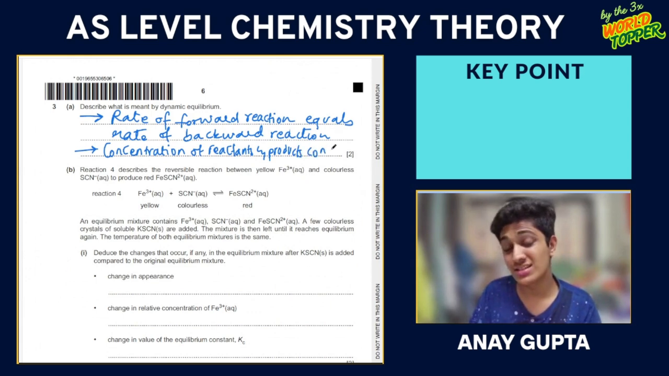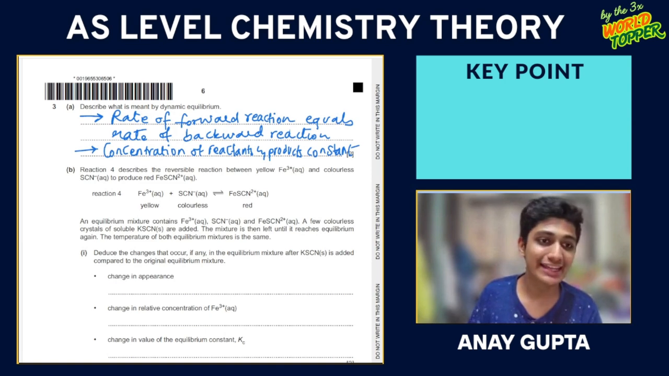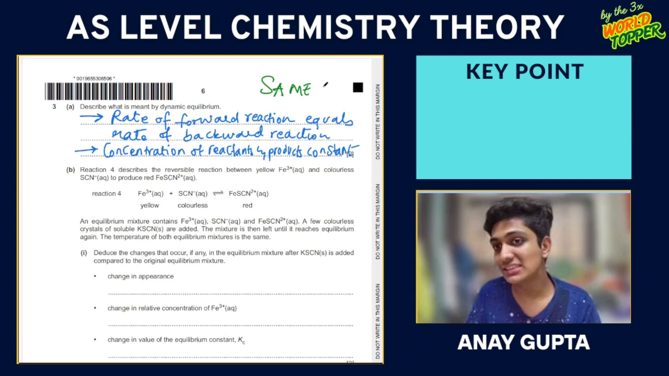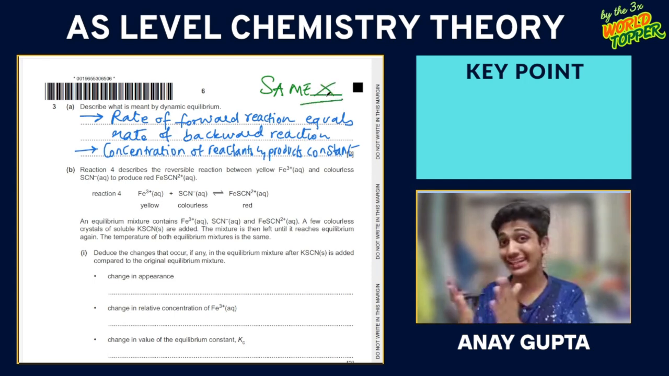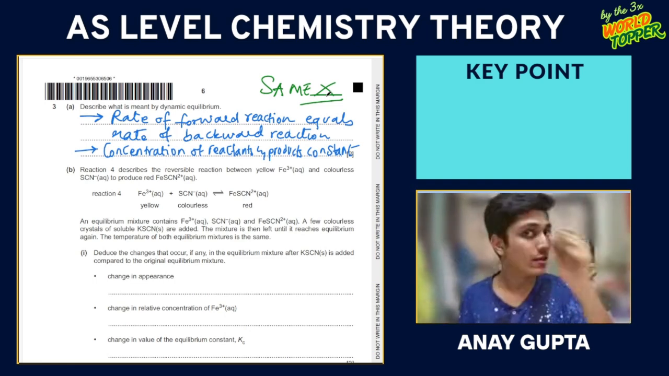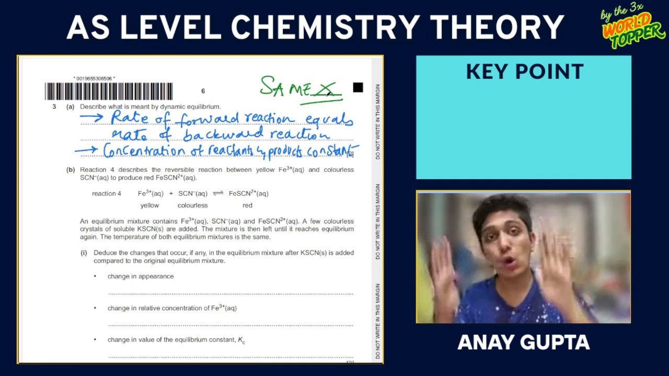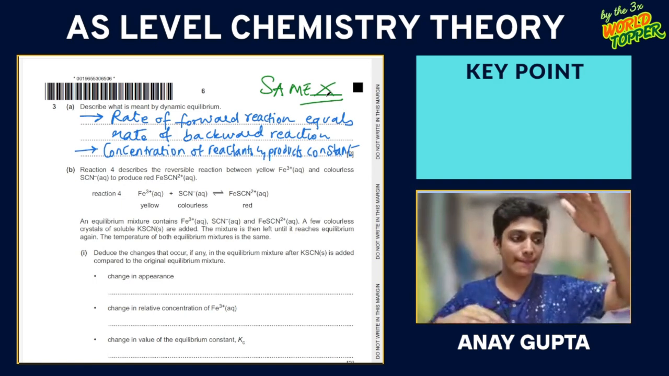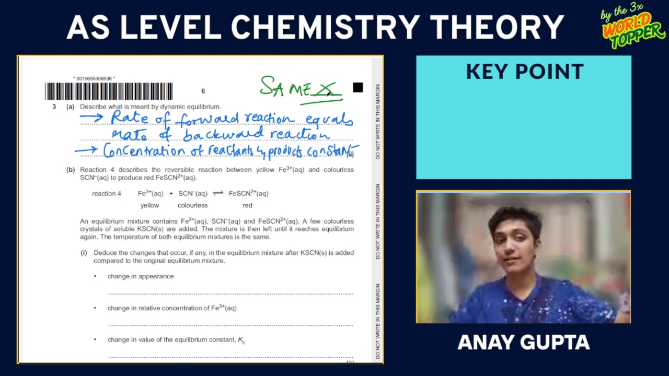is constant. Okay, one mistake a lot of students make is they write the concentration is the same. No, it is not necessarily the same, right? Otherwise all the Kc values would be 1. No, it is not the same, it is constant, it is fixed. There may be more reactant than the product, but the ratios are fixed.